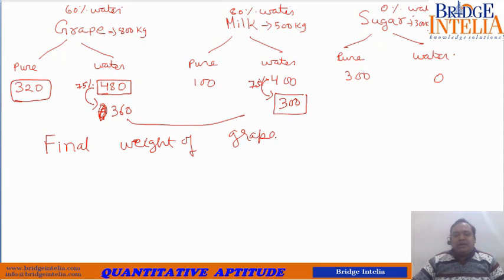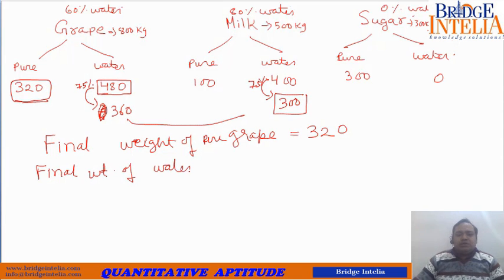pure grape or dried grape is only 320, because water has evaporated, grape has not evaporated. Similarly, final weight of water. So what is the final weight of water? 360 from grape and 300 from milk. So 360 plus 300 comes out to be 660.